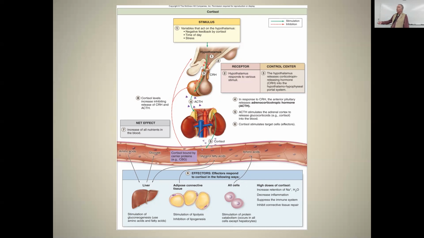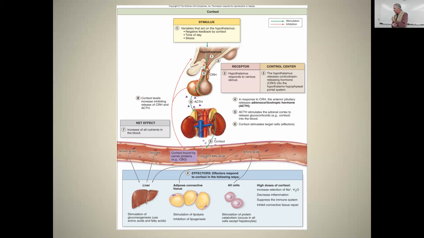Adrenocorticotrophic hormone goes into the blood, travels to the adrenal gland, and causes the release of cortisol. Cortisol is put into the blood. What does it do? Stimulation of gluconeogenesis, making glucose from amino acids and then glycerol and triglycerides. So, to raise blood glucose. It's another hormone that raises blood glucose.